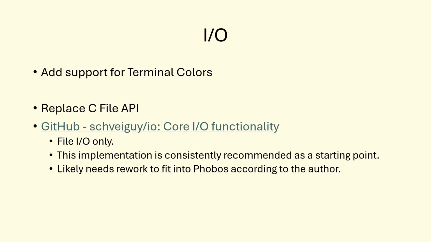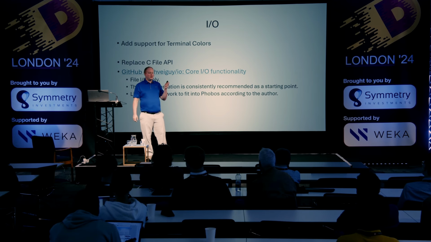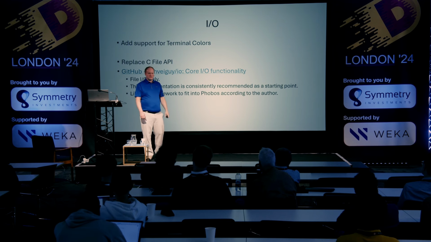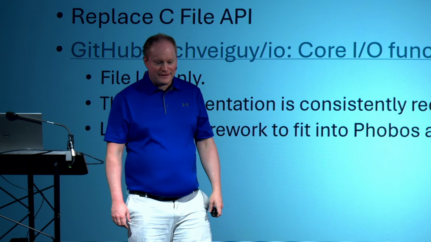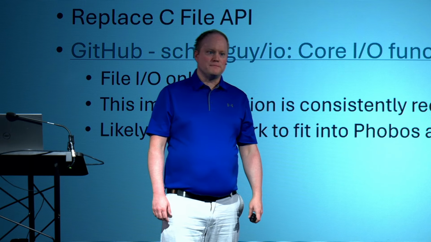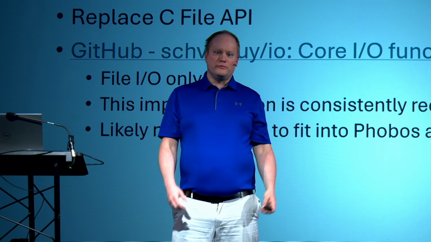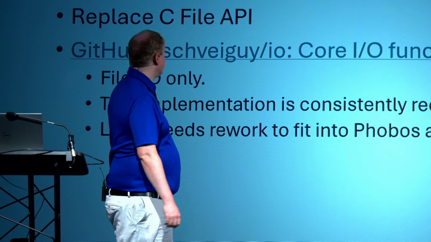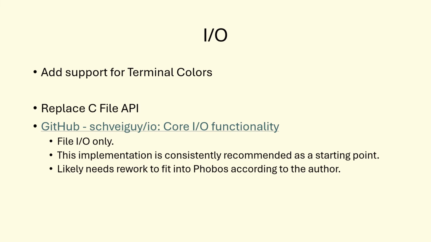This is another thing that came partly from Walter, but partly from other people. Overhauling the I/O system. Now, there's a lot of different things that go on there. A lot of people want us to support terminal colors, which I think is great. But the big thing that came up was most of our file I/O is actually a very thin wrapper over C file I/O. There's a lot of things that we could do differently, better, if we went with a different style of I/O. And one that keeps getting recommended is Steven's std.io.